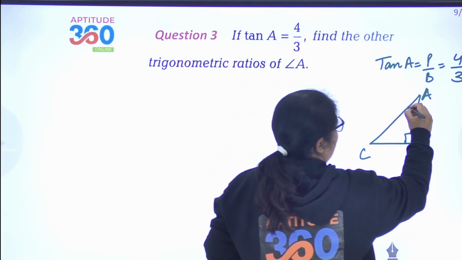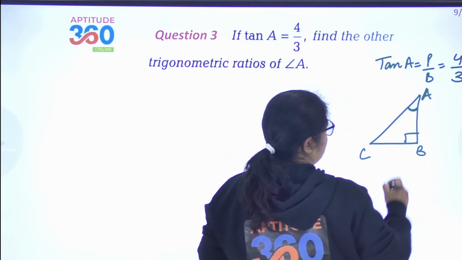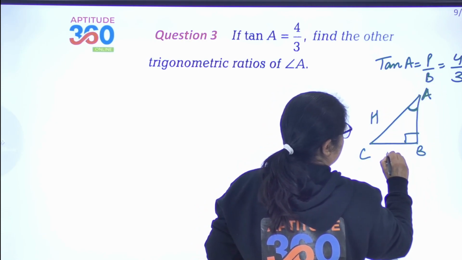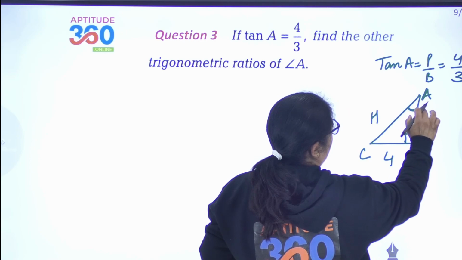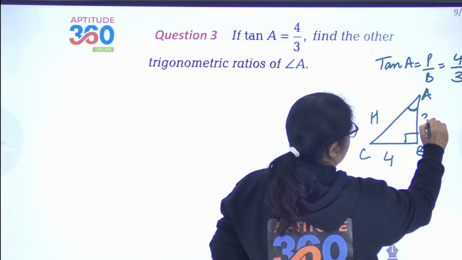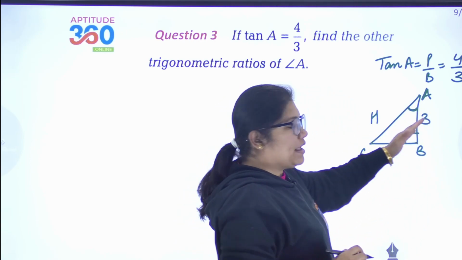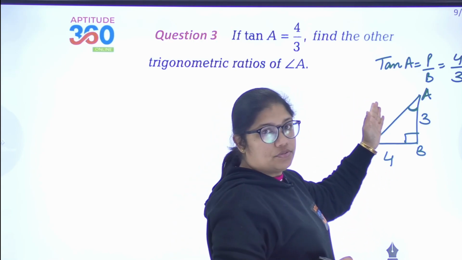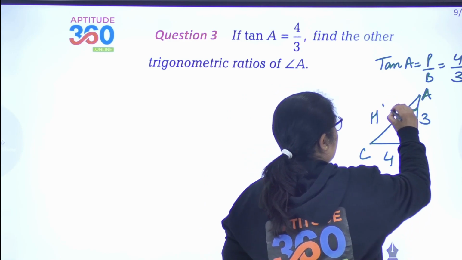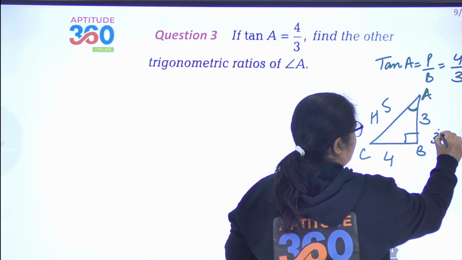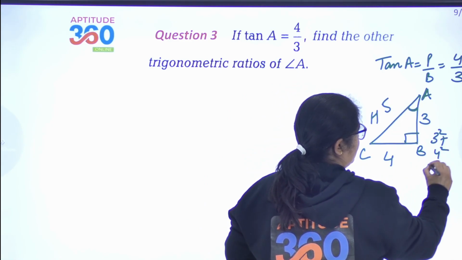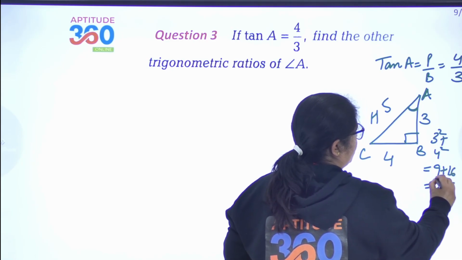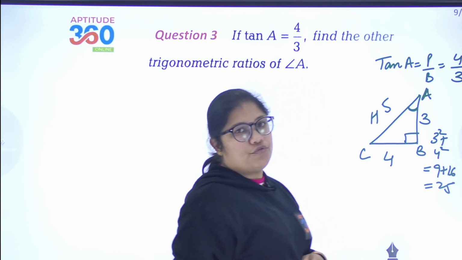Now angle A is your angle of reference and your hypotenuse is this, perpendicular is this, because this is the side opposite to your angle of reference, and this is your base. Using Pythagoras theorem, you would be able to identify the third side, which will come out to be 5. 3 square plus 4 square gives you 9 plus 16, which is 25. The square root of 25 is 5.